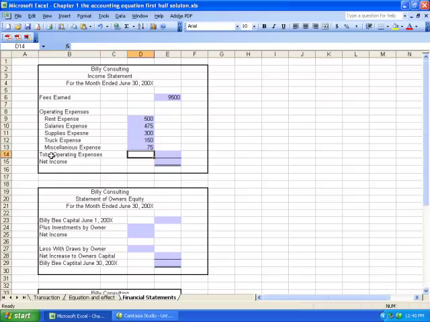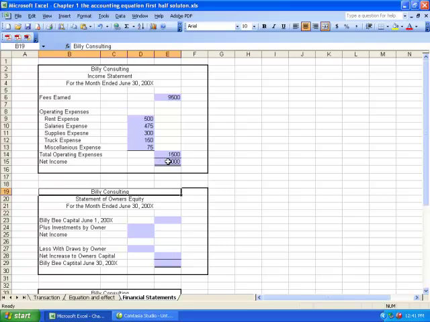We now have to total up our expenses, and if we sum these numbers, we get $1,500 as our total expenses. And so in order to report our net income, in this case a profit for this particular company for the month, our total revenues $9,500 less our expenses of $1,500 will show us that we have net income of $8,000 for this month for Billy Consulting.